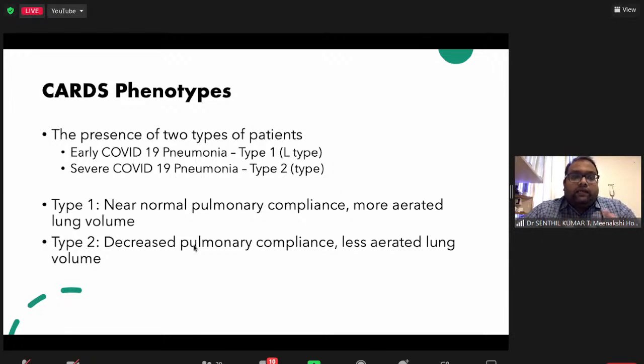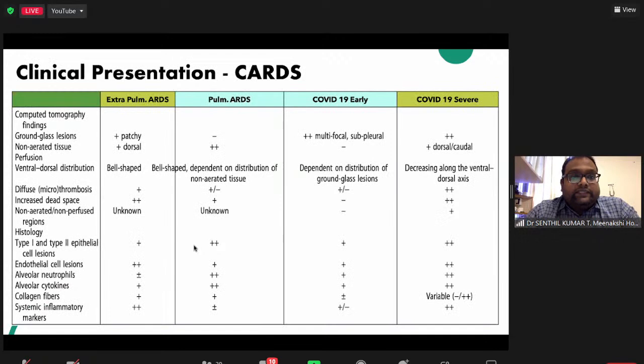In the early phase of pneumonia, it is called type 1, which is due to near normal pulmonary compliance. Here, the patient's lungs will have near normal pulmonary compliance with more aerated lung volume, and type 2 is decreased pulmonary compliance with less aerated lung volume. That is severe COVID-19 pneumonia. We'll see this in detail.